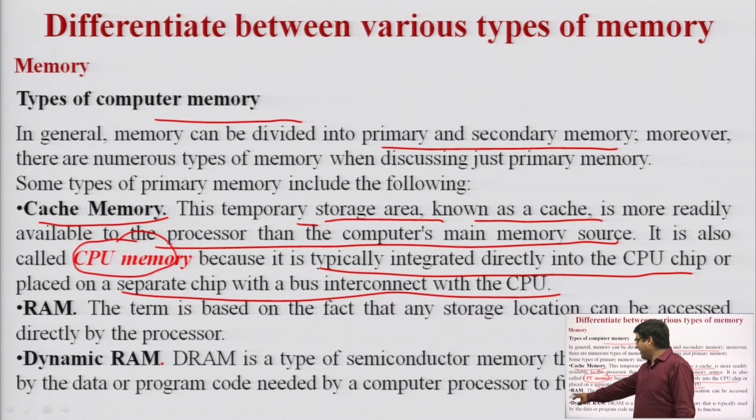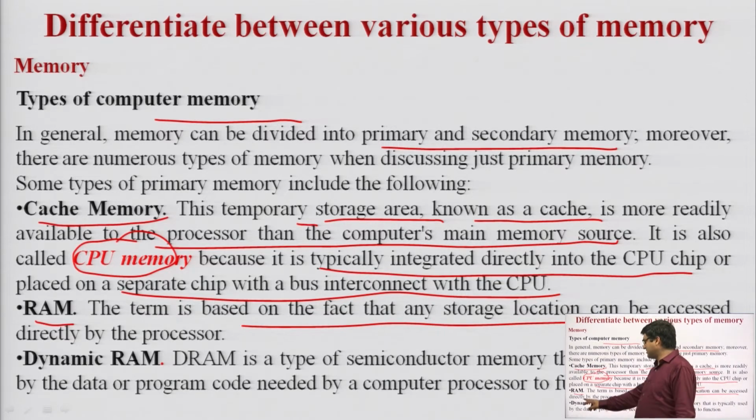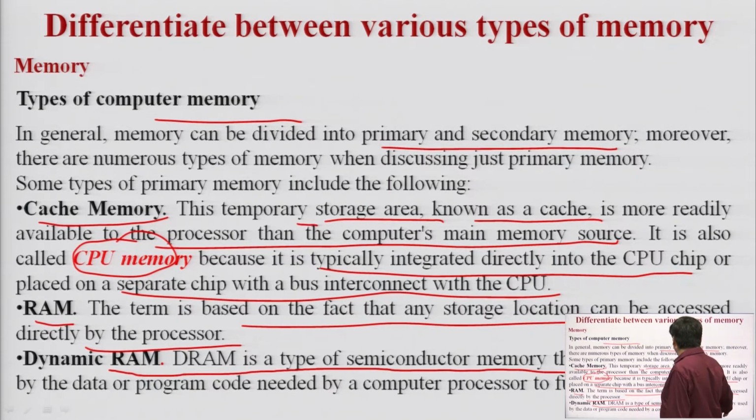After that, we have RAM, random access memory. This is a volatile memory. The term is based on the fact that any storage location can be accessed directly by the processor. It has two categories further: dynamic RAM and static RAM. Dynamic RAM means DRAM. It is a type of semiconductor memory that is typically used for the data or program code needed by a computer processor to function.